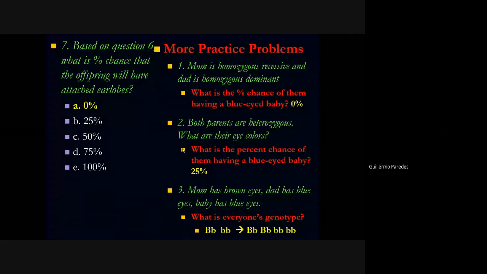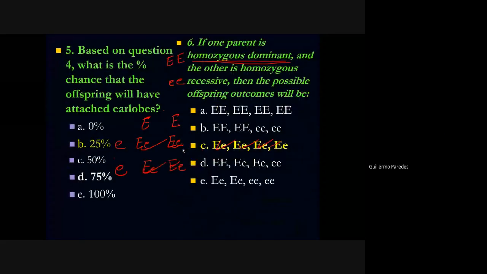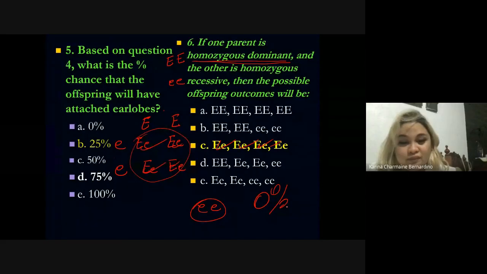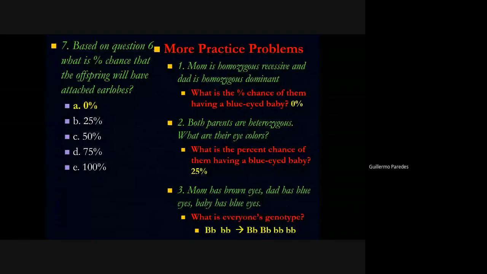What is the chance for the offspring to have attached earlobe? Attached earlobe means that you need to find somebody who has lowercase, because for attached ear, the only option is to be homozygous recessive. And none of these are homozygous recessive. All of them are heterozygous. And that is 0%. Yes or no? Answer, 0%.